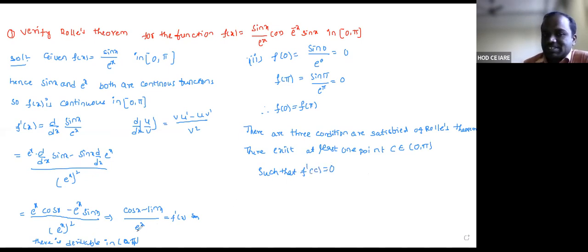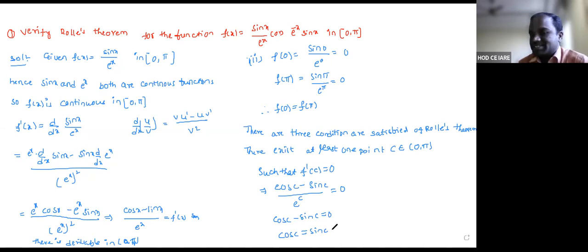You know that f dash of x is cos x minus sin x by e power of x. You can substitute here: cos c minus sin c by e power of c is equal to 0. So cos c minus sin c is equal to 0. So cos c is equal to sin c.